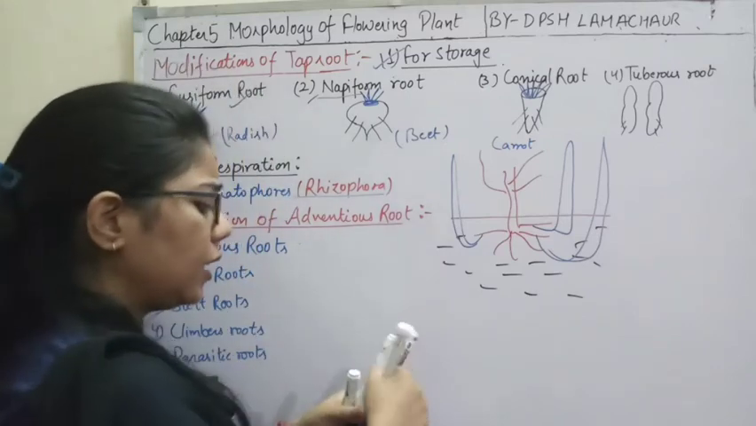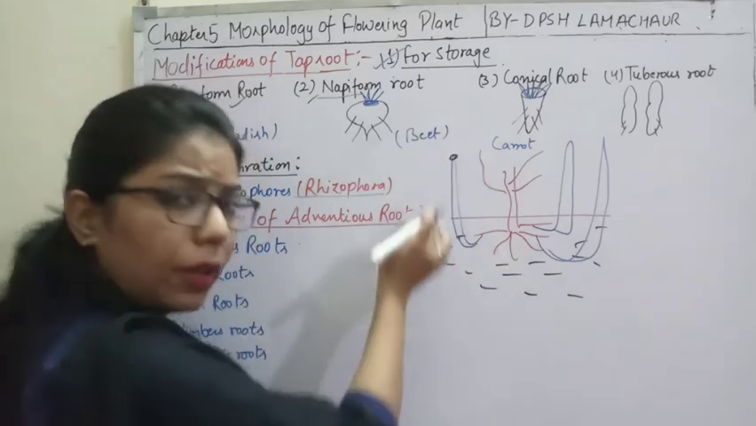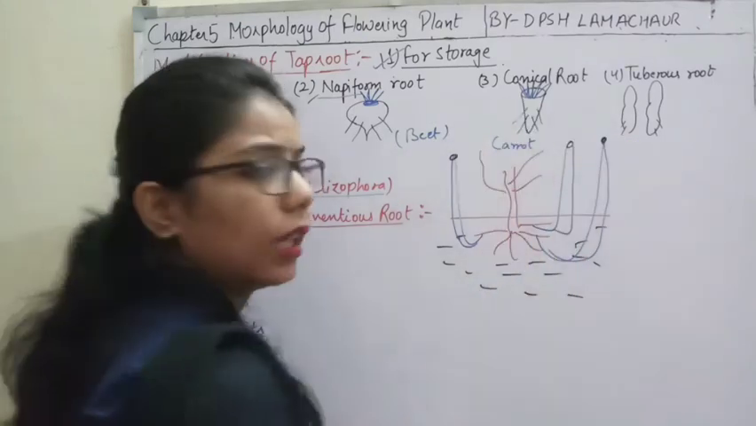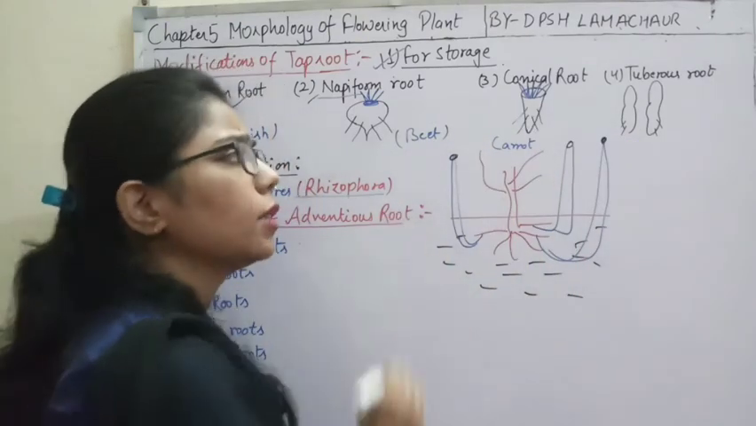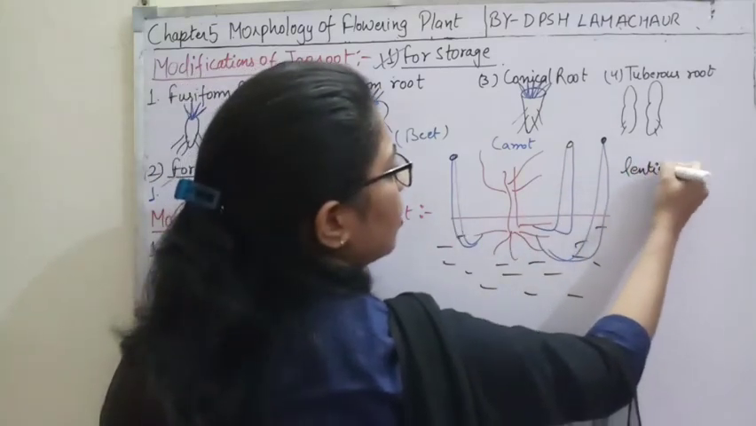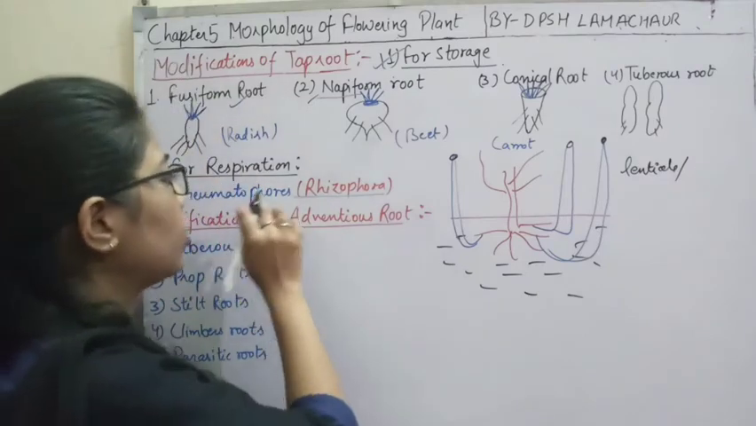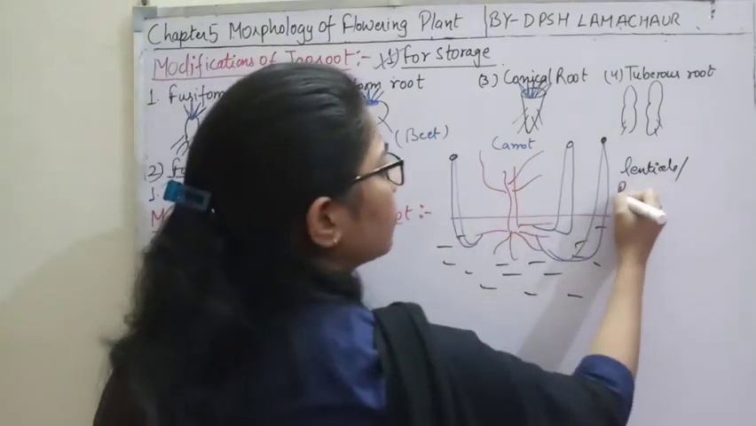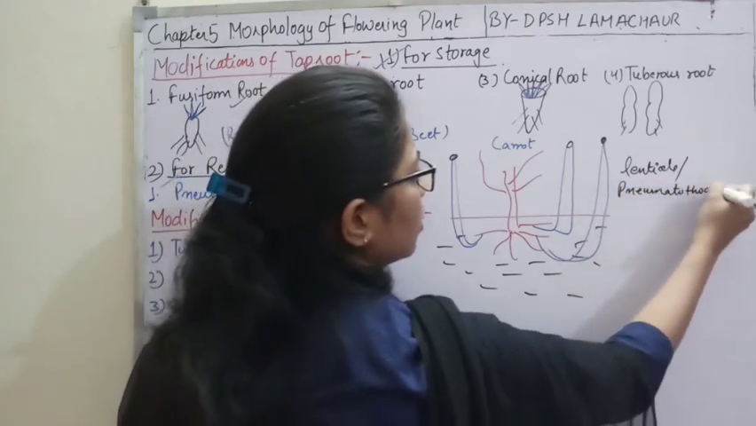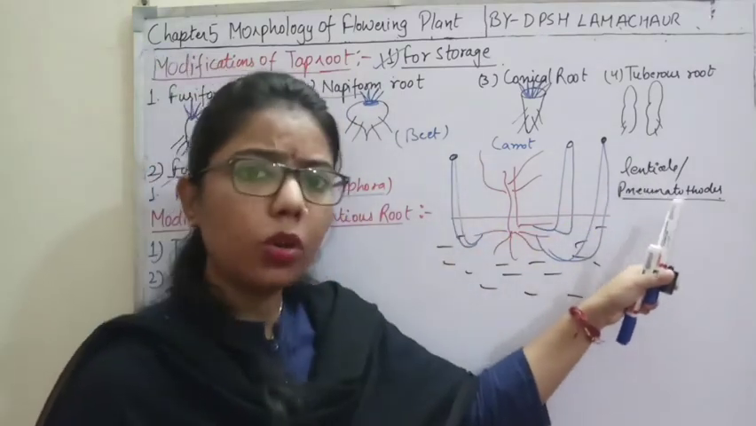So here at the apex, or we can say at the tip of these roots, which are developing from the lower parts, they are having some pores. These pores are known as lenticels, as well as we are saying these pores as the pneumatophores. What we are saying, these pores, lenticels or the pneumatophores.